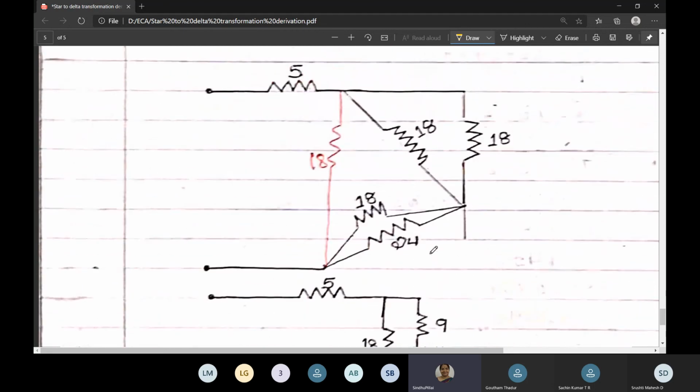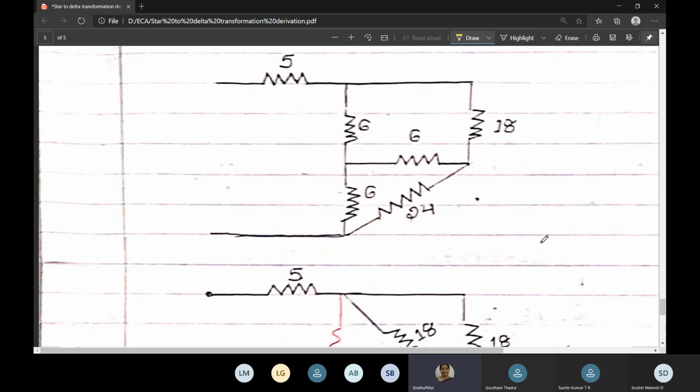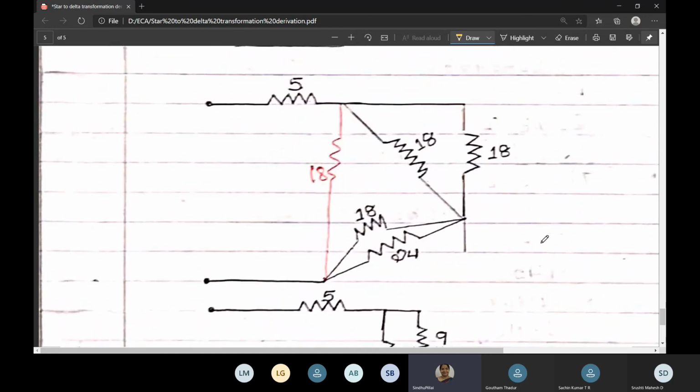I want you to convert this delta to star. 6, 6 and 18 is a delta. Convert it into star and see whether you are getting the same answer. The 6, 6 and 6 ohm resistors are a star and I have converted them to delta. So we'll get the branches as 18, 18 and 18.